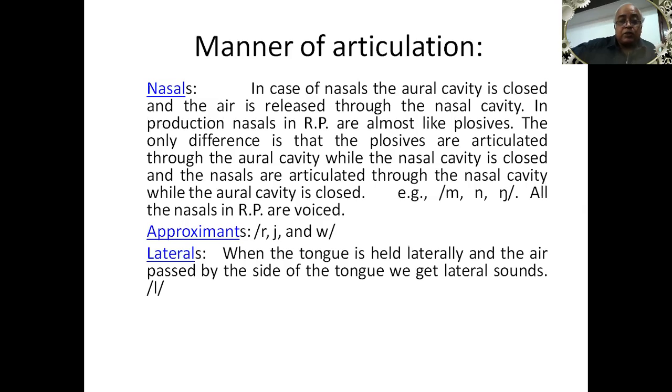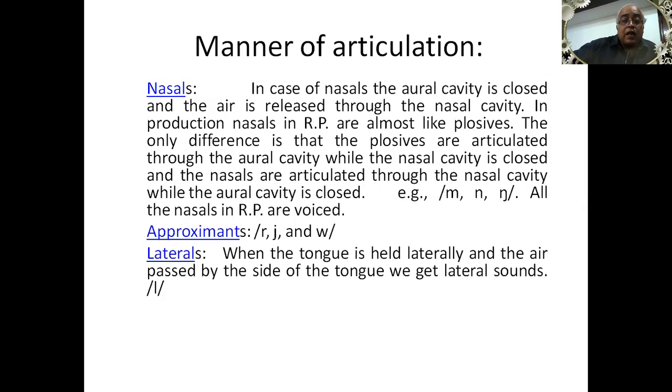Then we have the approximants. If you think of the word approximate, it is not exact. It's not really like the other sounds we've been talking of. It's almost like touch and go with the r, w, y. So the active articulator hardly touches the passive articulator, and it is released. So we get sounds like r, y, and w.